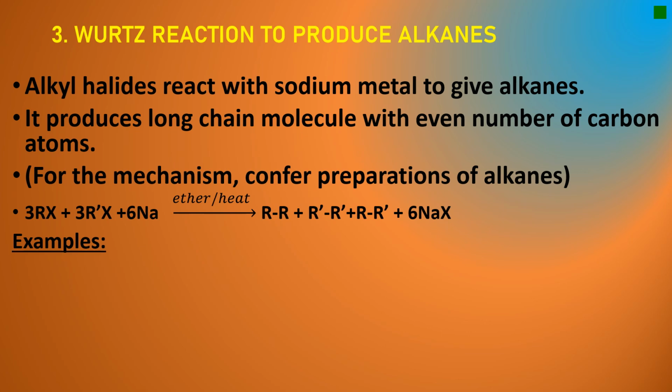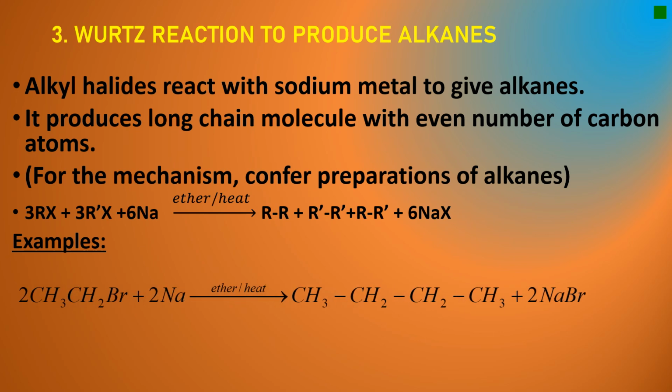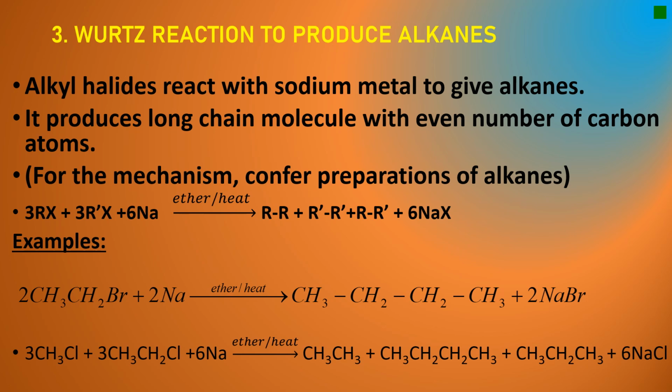Let us have examples. Bromoethane reacting with another bromoethane with sodium in ether under hot conditions will give butane. Chloromethane reacting with chloroethane with sodium in ether under hot conditions will give ethane, butane, and propane.